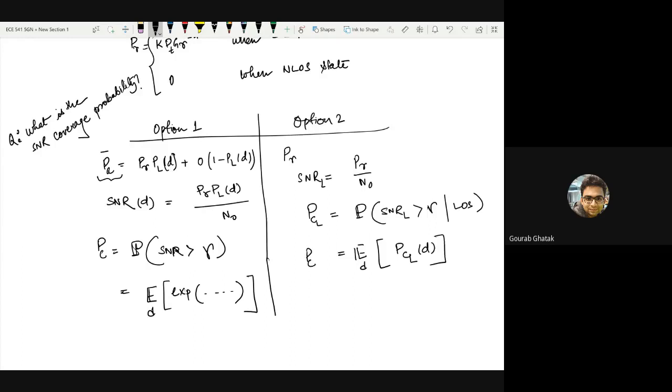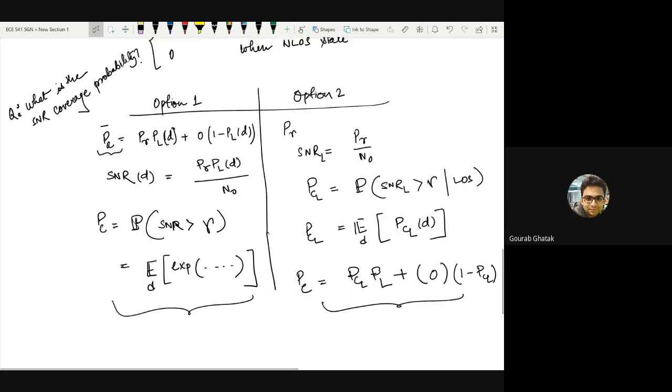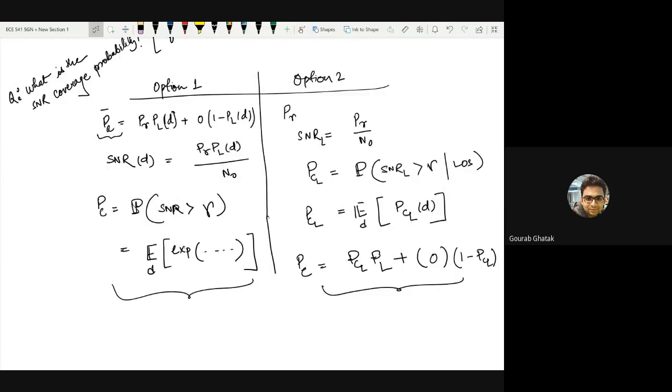It will give you the overall P_CL, and my overall coverage probability is the coverage probability given that I'm in line of sight multiplied by the probability that I am actually in line of sight, plus the coverage probability in non-line of sight, which is actually 0, multiplied by 1 minus that probability. I don't know if I have unnecessarily complicated matters, but mathematically speaking, it's just the expectation of the function versus the function of the expectation, but it changes how you look at this network.